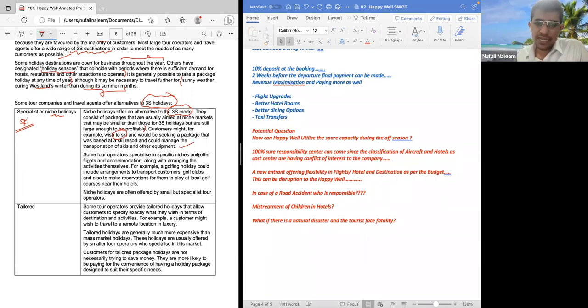Some tour operators specialize in specific niches, offering flights and accommodation, along with arranging activities themselves. For example, golfing holidays. So I'll write that also, students. Golfing holidays. That could include arrangements to transport customers' golf clubs, and to make reservations for them to play at local golf courses near their hotels. Niche holidays are often offered by small and specialist tour operators.